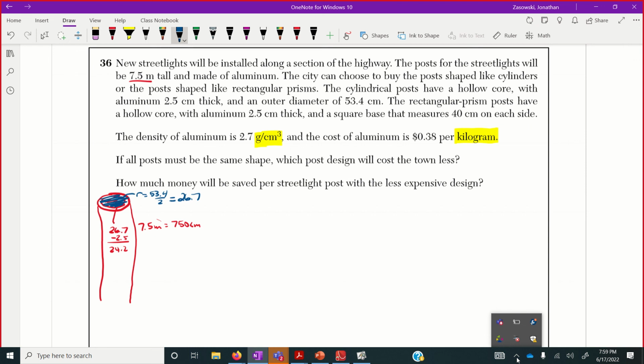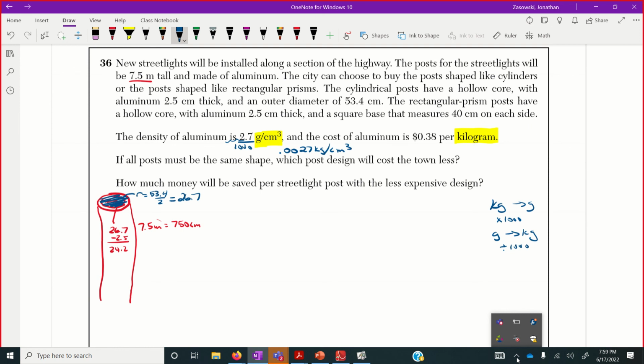Now, converting grams to kilograms or kilograms to grams. When we go from a bigger unit to a smaller unit, we're going to multiply times that 1,000. We're going to get more of those. When we go from a smaller unit to a bigger unit, we're going to divide because we're going to get less of that amount. So if we want to take 2.7 grams and turn it into kilograms, we're going to divide by 1,000, and it's going to move three spots to the left. So this is going to be 0.0027 kilograms per centimeter cubed.